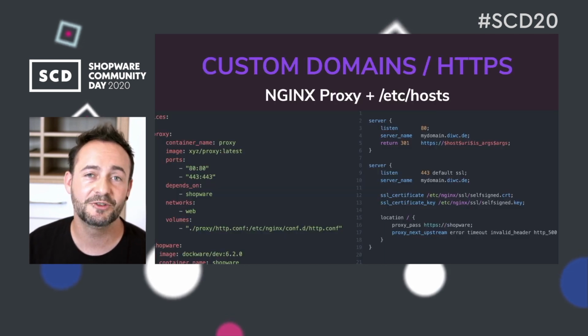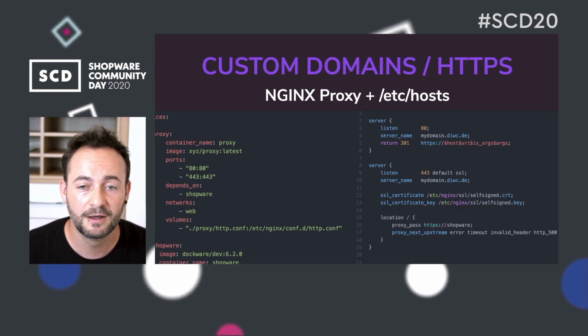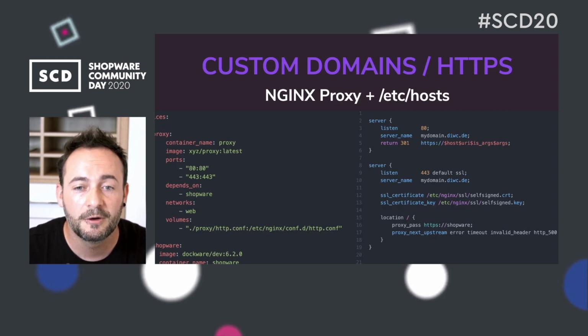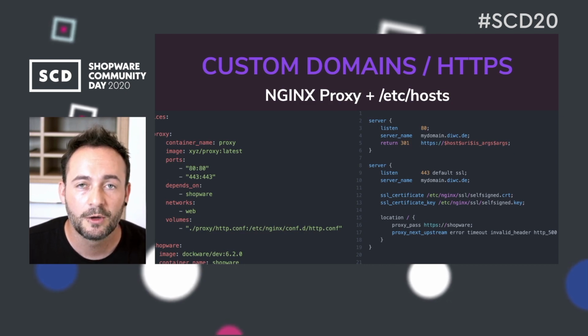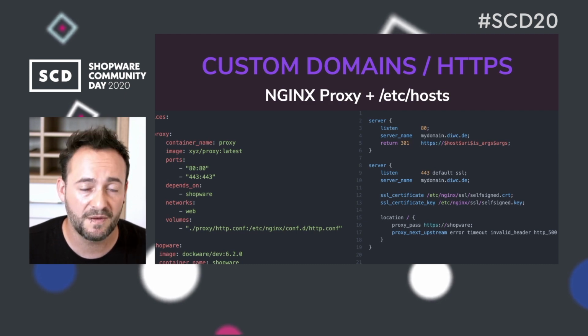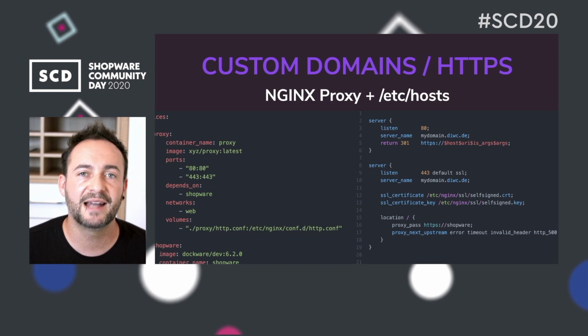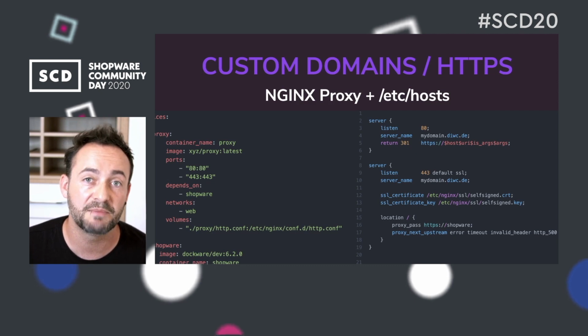So more interesting could be using custom domains in HTTPS. We at dasistweb, we love the Nginx proxy. So what we do is we have our etc host file that we modify. So we come up with any random domain that we want to use and map that in the etc host file to our localhost IP address.